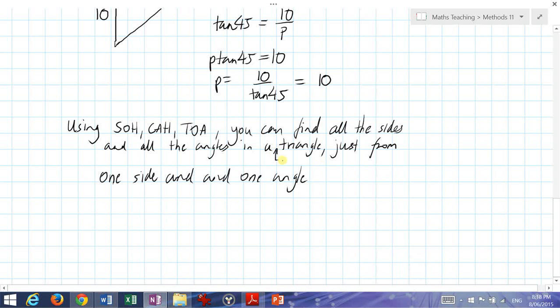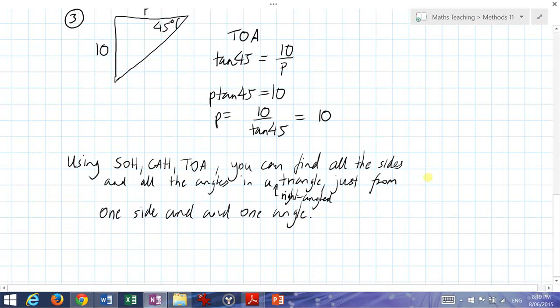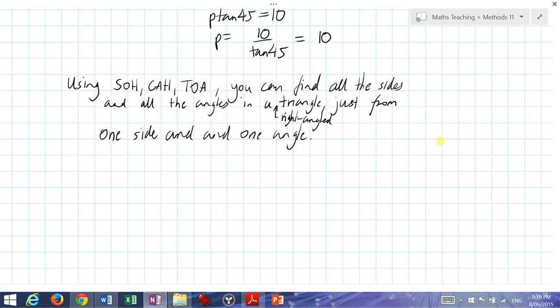Just a point to make, we're calling this a right-angled triangle. So using SOH CAH TOA, you can find all the sides and all the angles in a right-angled triangle just from one side and one angle. Let's do one last example. This time let's say that I've got a triangle.